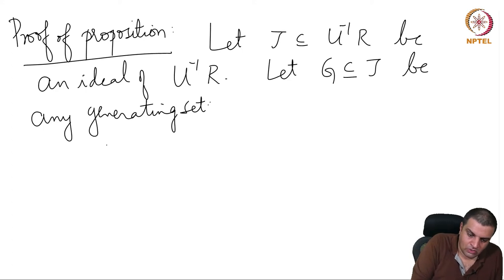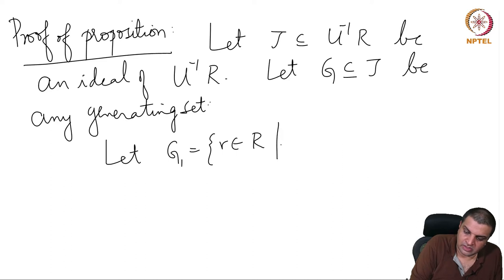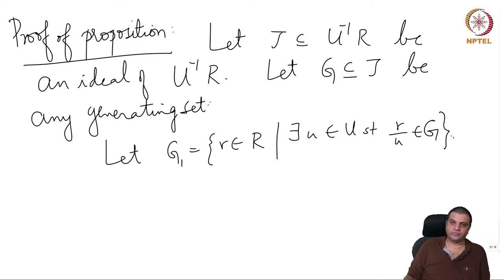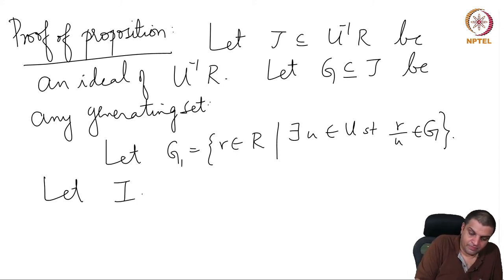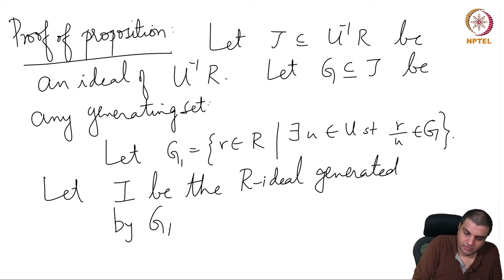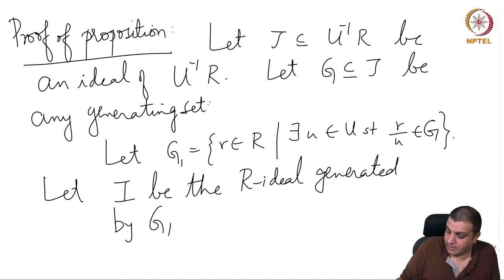Now let G1 be the set of r in R such that there exists u in U such that r over u is inside G. So these are the numerators that appear in the fractions inside G. Let I be the R ideal generated by G1. The claim is that J is the extension of I.